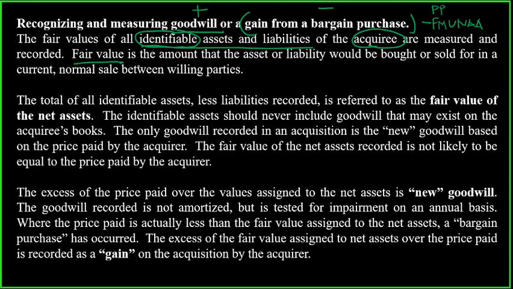Okay, why do we have to specify identifiable assets? Because if there are unidentifiable assets, they are not included in the valuation. Example of unidentifiable asset is your existing goodwill.